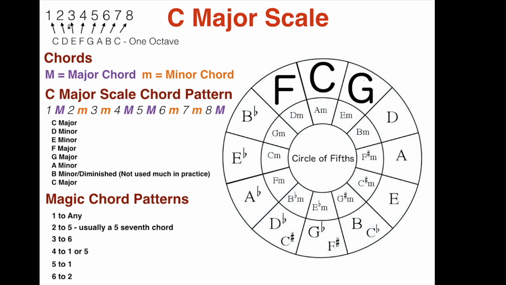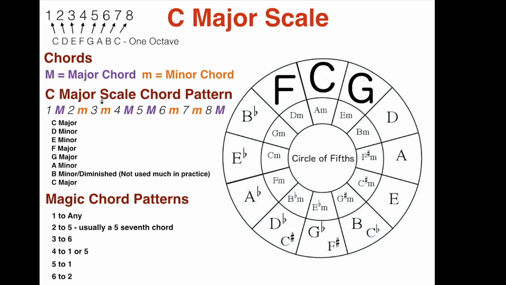The notes of a C major scale are indicated here. This is a complete octave. The scale contains 0 sharps or flats. I'll be using a capital purple M for a major chord and a small orange M for a minor chord.